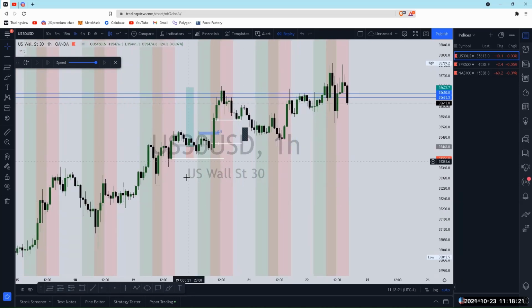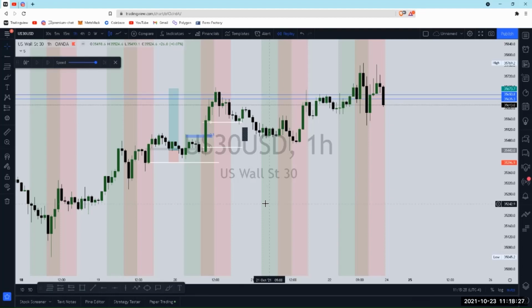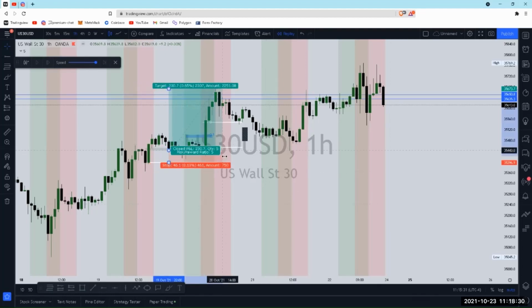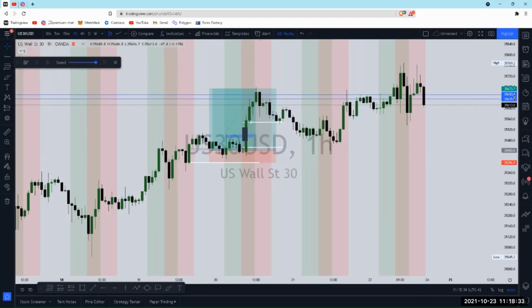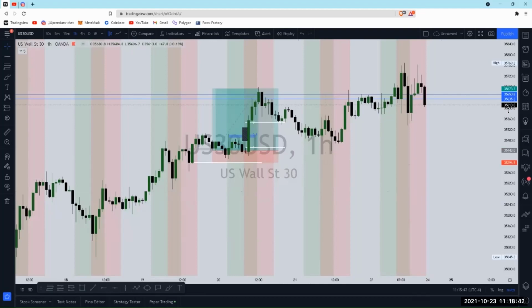This is US Wall Street. It's basically the top 30 stocks in the United States. And it's one of the most volatile assets that you can invest in. Price moves up and down very fast, and it's valued at $35,613 right now at this point. So it's a very expensive asset, and you really have to be careful trading this pair because you can gain a lot of money real fast or you can lose a lot of money real fast.